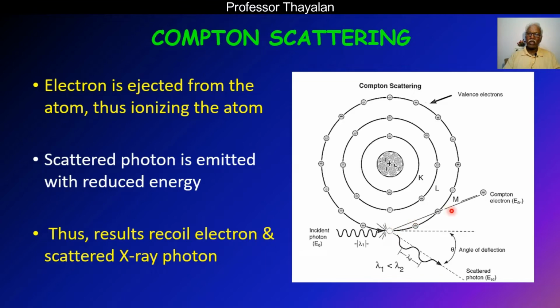When you remove an electron from an atom, it is called ionization of the atom. So while the electron is ejected, the atom gets ionized. At the same time, the incident X-ray photon goes in a different direction, which is called a scattered photon, with an angle theta and a reduced energy, because the wavelength of the scattered photon is higher than that of the incident X-ray photon. As the wavelength increases, the energy decreases. So in short, in Compton scattering, a Compton electron is produced as well as a scattered X-ray photon.